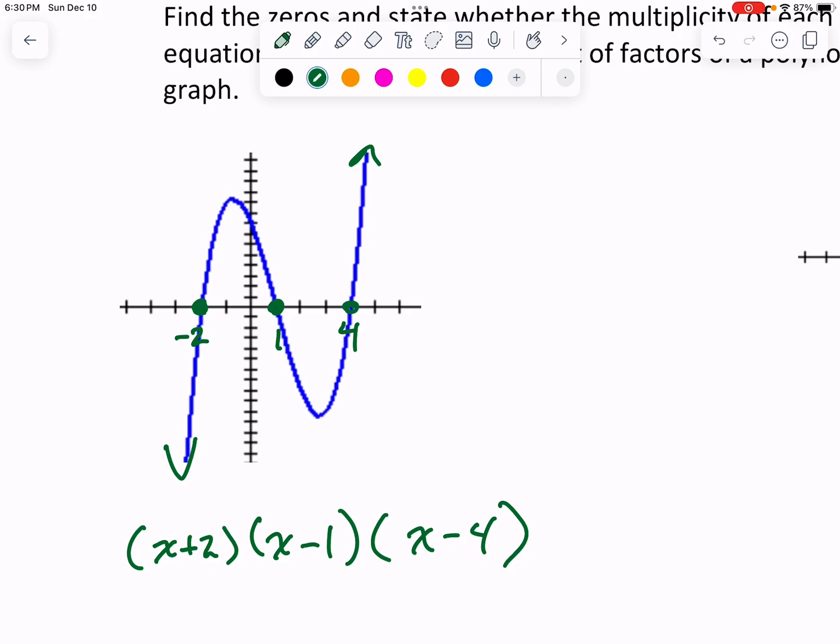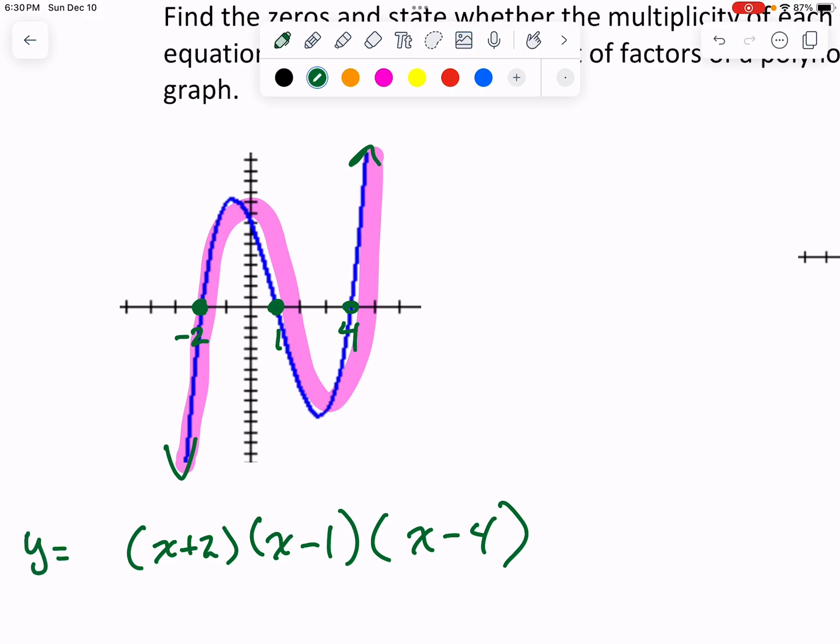There are 3 zeros, and each of the zeros is a factor, or is represented by a factor. Because this graph goes from left to right, going up, it eventually goes up, this is a positive. You don't need to put anything in front when it's positive.